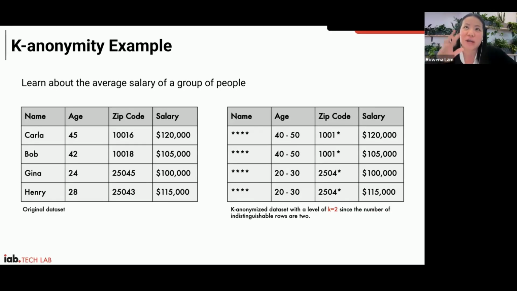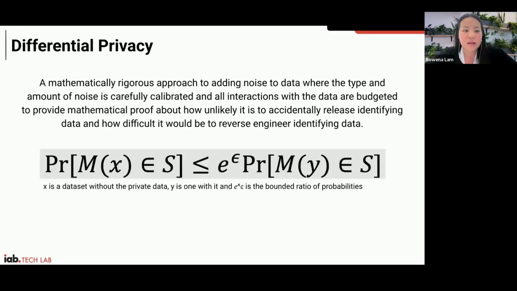But you can calculate the overall average salary, but you can also learn, for example, the average salary for those who are in the 40 to 50 age bucket or the 20 to 30 age bucket. So that's just a very quick example of pay anonymity.